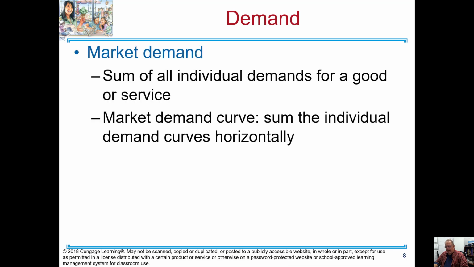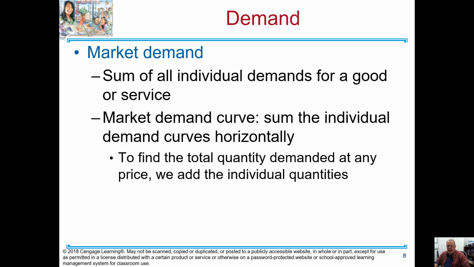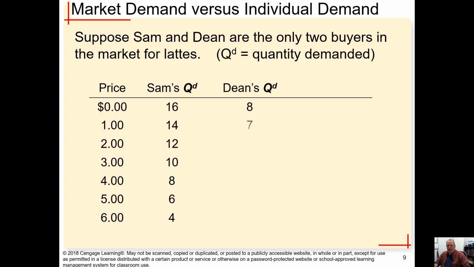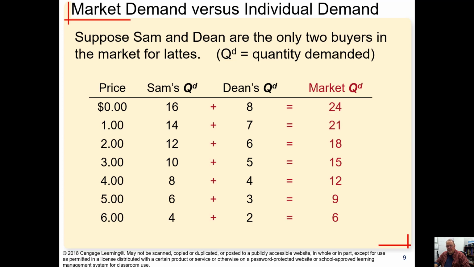Now we can have market demand, and that means somebody other than Sam is participating in the marketplace. All we do is add up the demand at each price interval, and that will establish the market quantity of demand. In this case, you have Sam's Q of D, quantity demanded, plus Dean's Q of D, and they add together to give us the market quantity of demand. So at $0, the market demand is going to be 24 units, and at $6, the market quantity demanded will be 6.